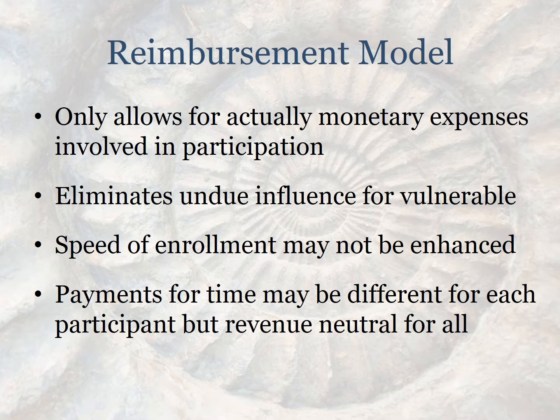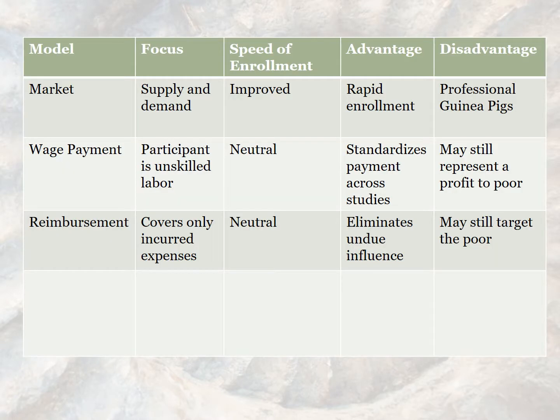In this term, if you do pay people for time, because they are spending time there, the payments may change for individuals, because if someone's on a trial for longer than another person, they will earn more money just because they have participated for longer, but they will all be compensated the same for their time. So the reimbursement model covers only incurred expenses. It's also neutral in terms of how much it entices people to participate in the trial. So it really doesn't do anything to speed up recruitment, but the advantage is it eliminates undue influence.